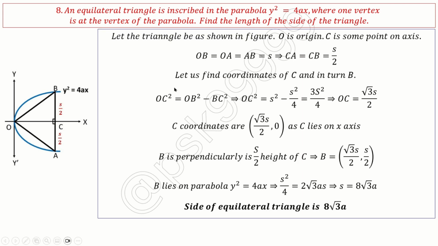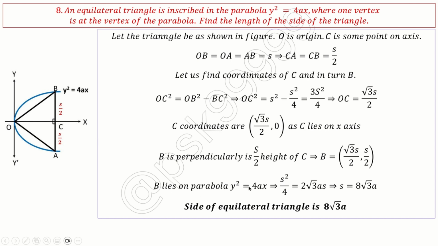So what are my coordinates? That is important, correct? So OB equal to OA equal to AB, which is s. Then CA or CB will become s by 2. Then OC square is nothing but OB square minus BC square, correct? OB is s, BC is s by 2. So I'll get my OC as root 3 s by 2. So C coordinates are root 3 s by 2 comma 0, which lies on the x-axis. And B is perpendicularly s by 2 height, correct? So point B is nothing but root 3 s by 2 comma s by 2.